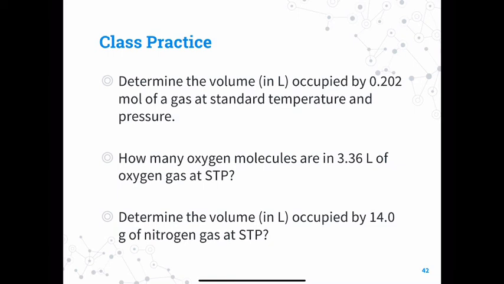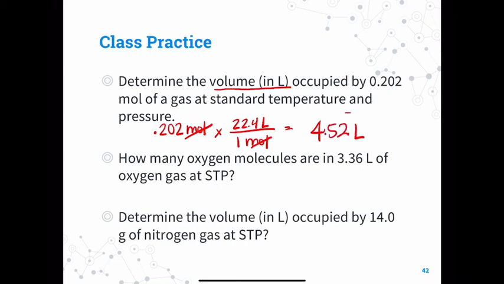Determine the volume. So we're trying to find the volume in liters occupied by 0.202 moles of a gas. So we're going to start with what they give us, 0.202 moles, okay? And so we know that 1 mole is 22.4 liters. And so literally, that's all we do. It seems so simple, right, after you've done it for a while. And so you get 4.52 liters of that gas.